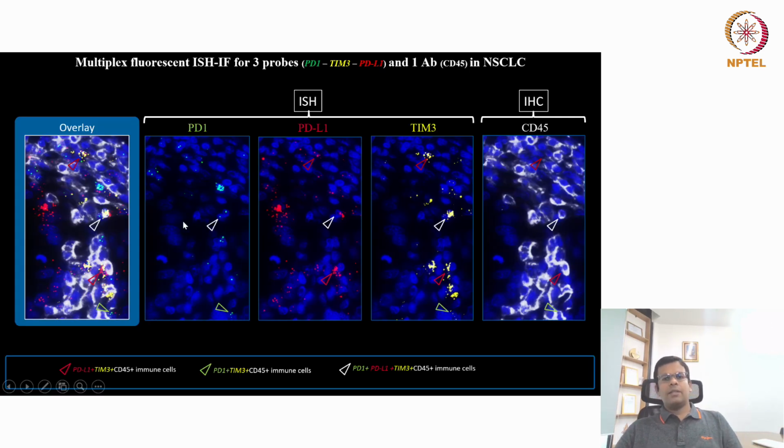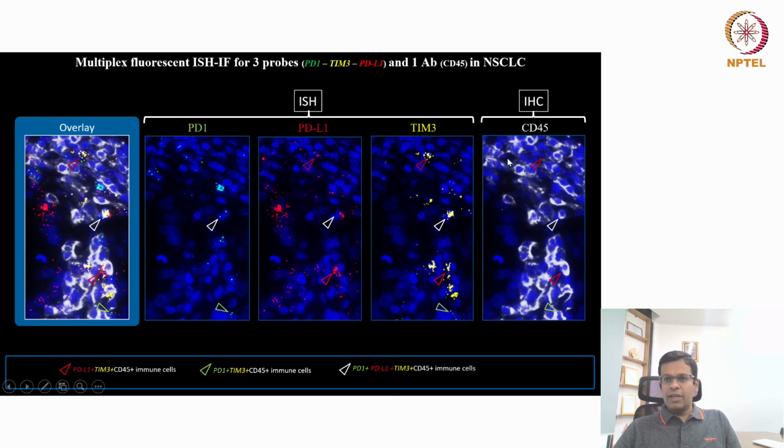So here is one image of this dual ISH-IF for 3 probes. See here in this sample, this is a tissue sample, and they have labeled 3 mRNAs: PD1, TIM3, and PDL1. Okay, with these 3 colors. So you can see the PD1 mRNA spots are in green color. In the tissue sample, you can see that only these cells are expressing the PD1 gene, whereas so many cells are expressing the PDL1 gene, and so many cells are expressing the TIM3 gene.